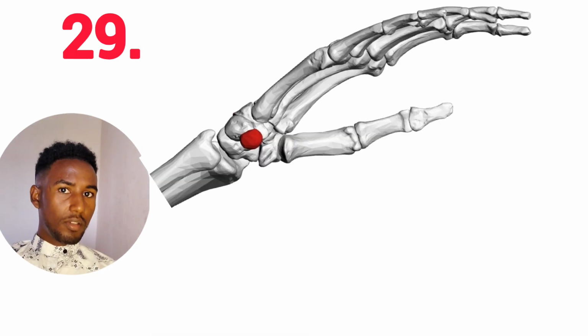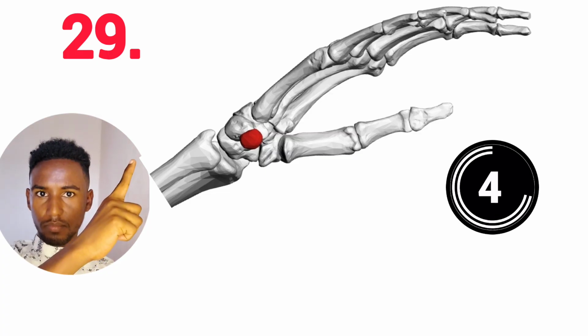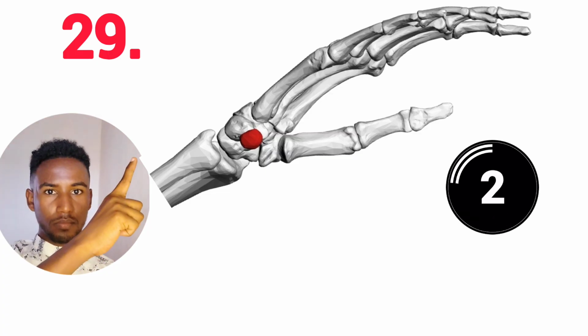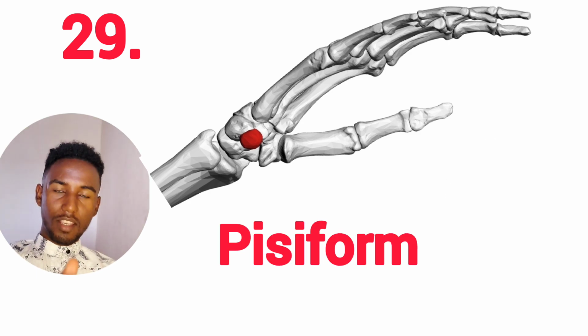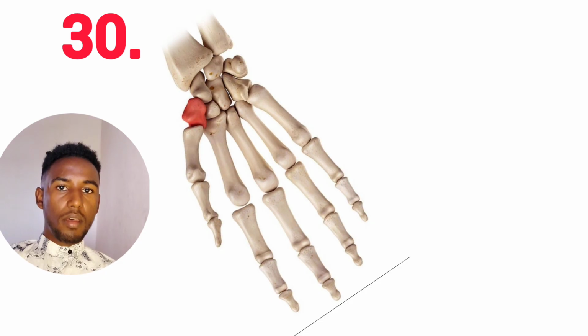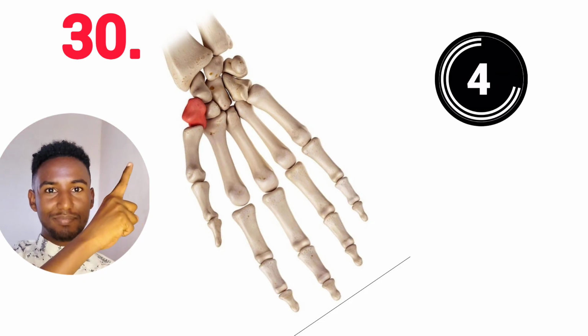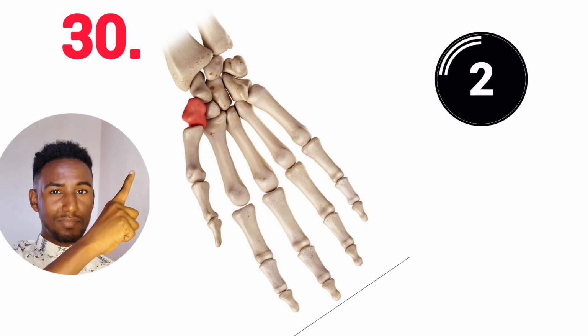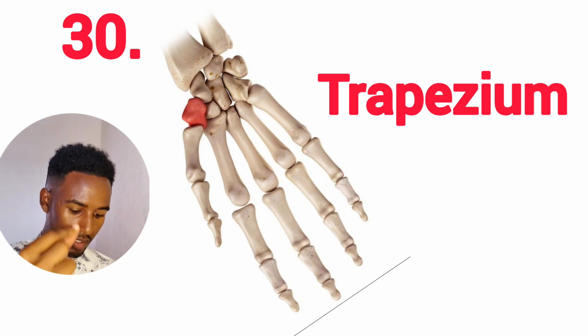29. Can you guess the name of this bone? It is the pisiform bone. A small pea-shaped carpal bone is called pisiform. Question number 30. Can you name this bone? Trapezium. Trapezium articulates with the first metacarpal.